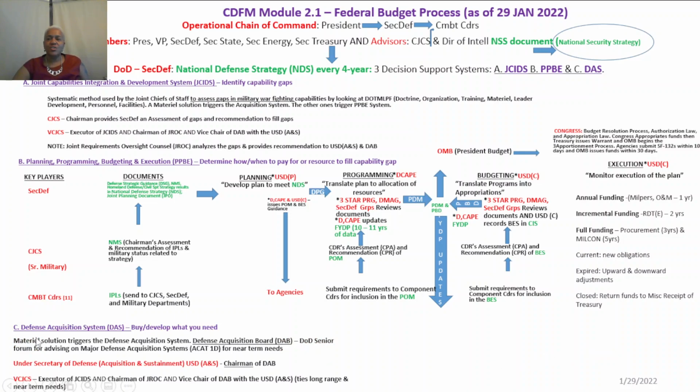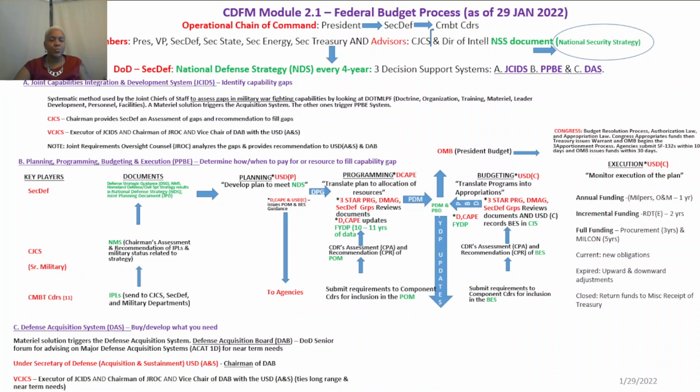So the third system: JCIDS, PPBE, and the Defense Acquisition System. What triggers the Defense Acquisition System? I repeat again, when they review the DOTMLPF up here, doctrine, organization, training, and so forth, the M is material. Material is aircraft, large vehicles, Humvees. Back in the day, we used to have 5 tons, military vehicles, systems like computer systems, those big ticket items.